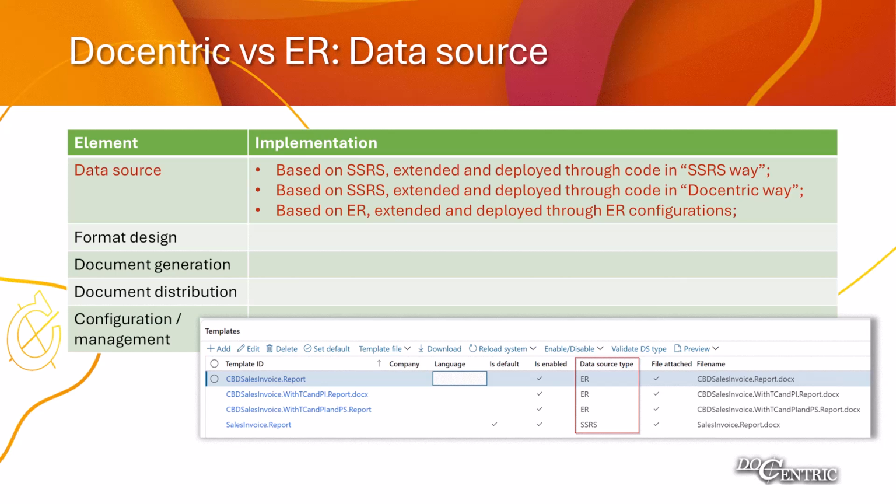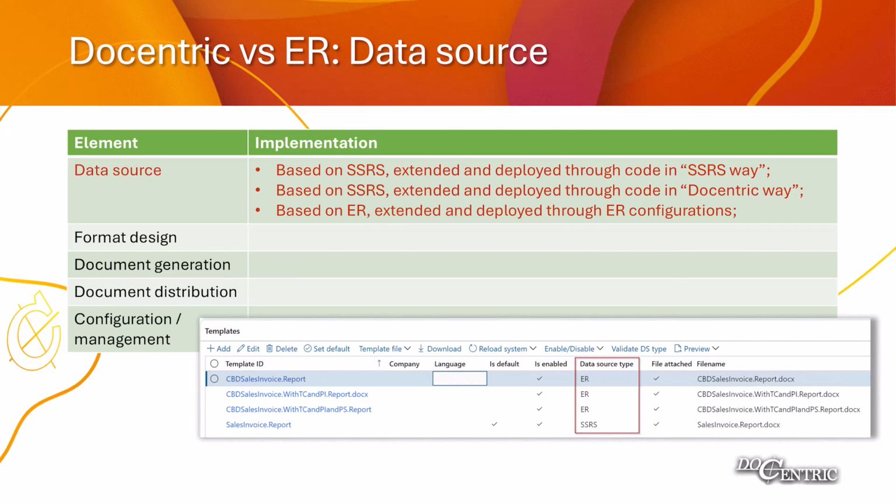Data source for Docentric formats can be based on the SSRS or electronic reporting data source. Microsoft already provides over 1,000 SSRS reports and thousands of electronic reporting reports, so we don't want to limit you to one or another. Based on the resources you have, if they are more experienced in SSRS or electronic reporting, you will decide which of these pipelines suits your needs better and build your own solution upon it.